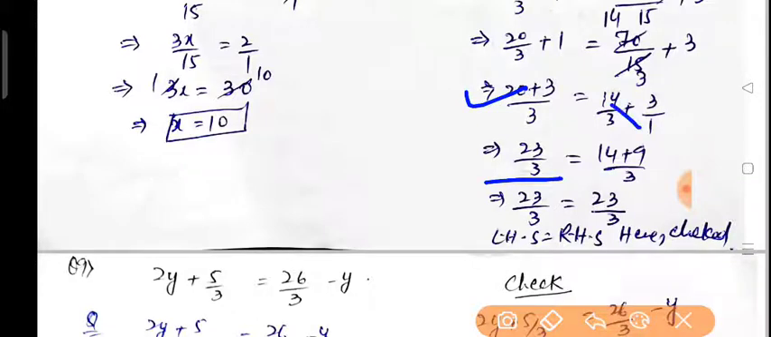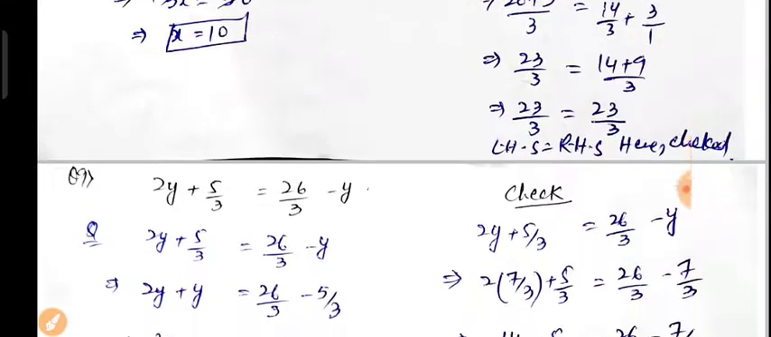Then again we do the cross multiplication on the right hand side, that is 14 into 1 is 14, 3 into 3 is 9, denominator 3 into 1 is 3. Then my dear students, moving further, 23 by 3 remains as it is, we can't solve it further. Then 14 plus 9 is 23, divided by 3. Then we have arrived at the situation LHS equal to RHS, hence checked.